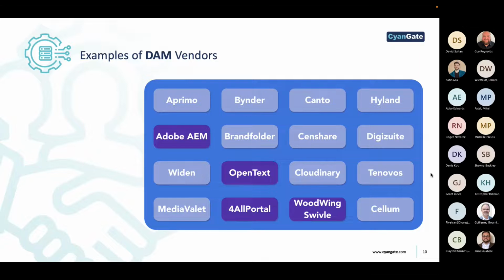So Adobe Experience Manager, OpenText, 4Portal, which is also a PIM, and WoodWing Assets. These are the ones that we typically get involved with in projects. Although the other ones we're familiar with, we may have done a smaller implementation or so, but those 4 are the ones that CyanGate as a company is more comfortable working with.